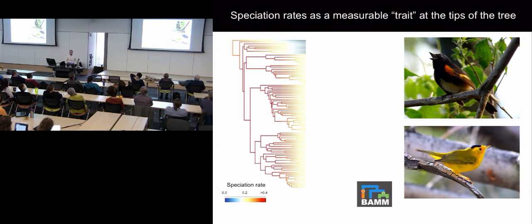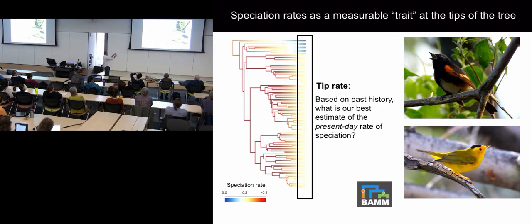This is just one way of estimating speciation rates. The specific speciation rates that I'm going to focus on today are what I will call tip rates. Think about this as the time-calibrated phylogeny; I'm going to focus on speciation rates at the tips of the tree. When I say tip rate, you might say, well, how can a species have a speciation rate? Well, you think about a tip rate for a given species as just an estimate, based on past evolutionary history, of our best estimate as to what the present-day or instantaneous rate of splitting of a given lineage is.